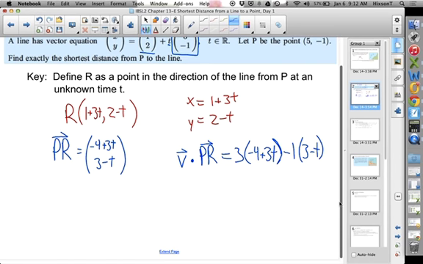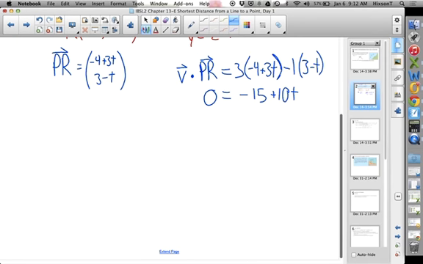Alright, so here's what we have. We know the dot product is now negative 12 minus 3, that's negative 15. 9t plus t is a plus 10t. And we want that to equal 0 in order for those to be perpendicular. So you add 15 to the other side, and then you get that t is 2/3. Or 3/2. 3/2. Yeah.